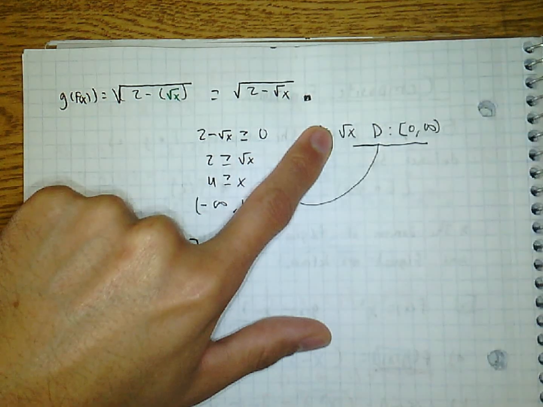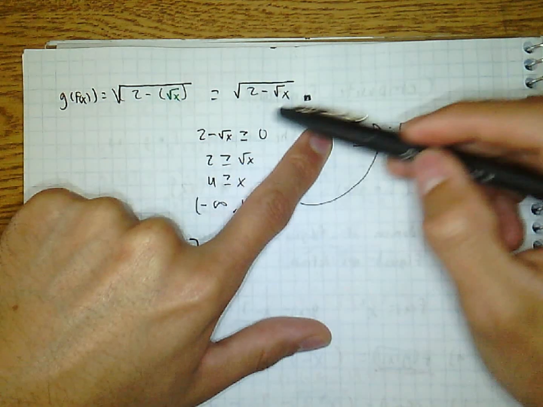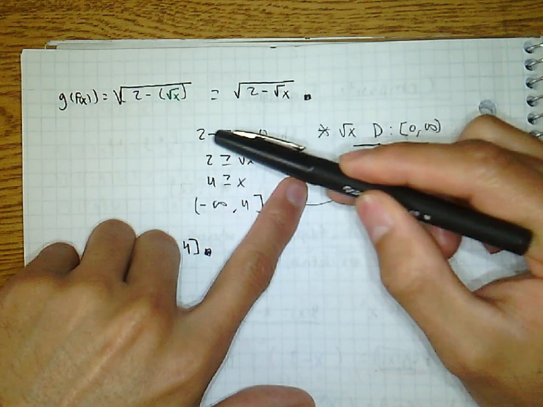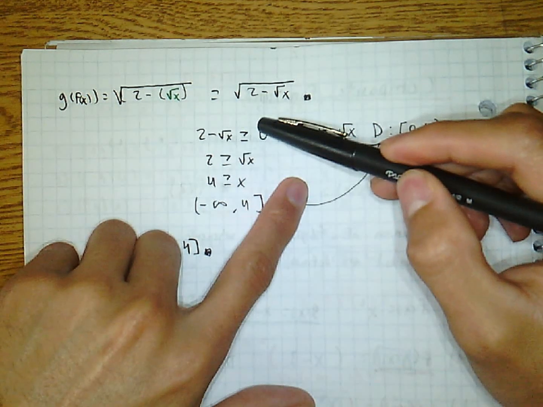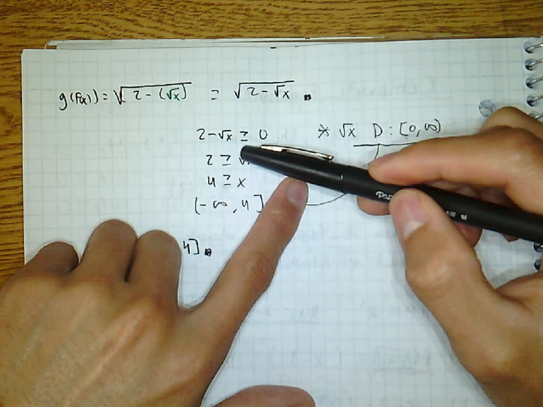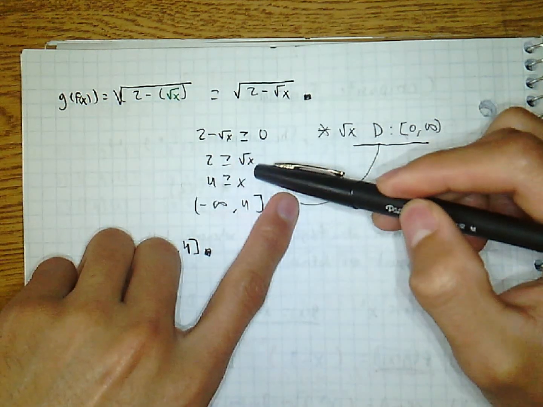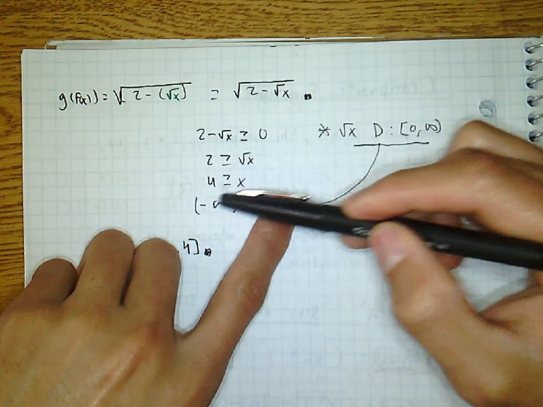Remember that to find the domain of a square root function, the inside of it has to be greater than or equal to 0. So that's what I did. I'm solving for x, so I'm going to add the square root of x to this side, which gives you 2 is greater than or equal to root x. I'm going to square both sides, which means that 4 is greater than or equal to x, which is the same thing as saying from negative infinity to 4.